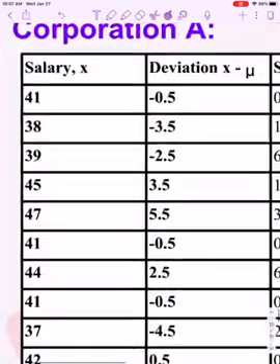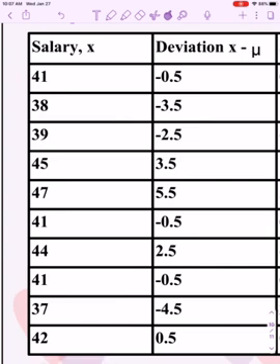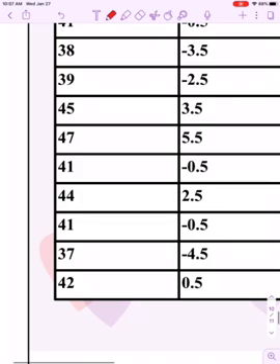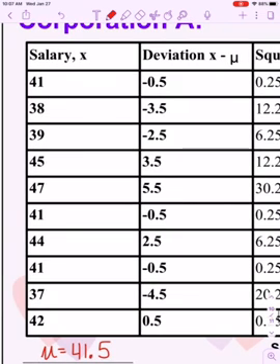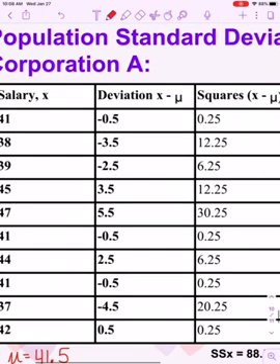Okay, so here's our corporation A. We did all of this already. We had our salaries, we found our mu. Mu was 41.5. So we took each of those and subtracted them to get our deviations. Now, I'm teaching you how to do this, so we did it in pieces. My suggestion to you would be to do the deviations and the squares at the same time.